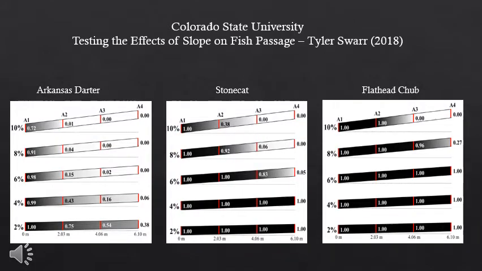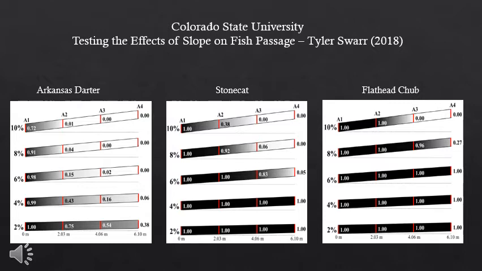Here are the results from Tyler Swart's study on slope. You can see here the results of the 3 species we discussed. The degree of slope ranges from 2% up to 10% and is located on the left of the image. The numbers on the bottom represent the distance from the bottom of the flume to each antenna. A1 through A4 represent the 4 antennas used. Within the bars are the percentages each species was able to make.